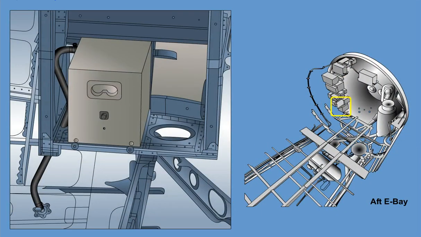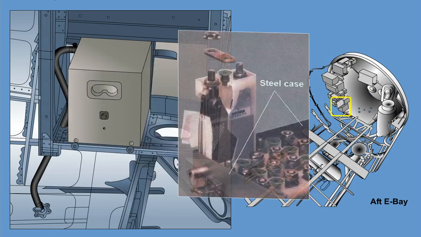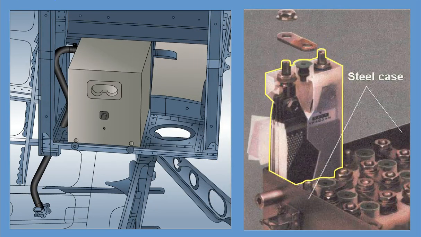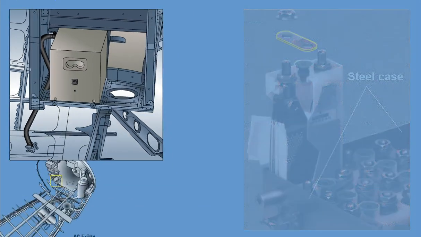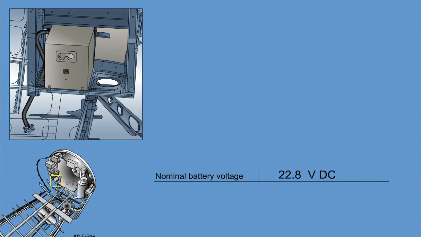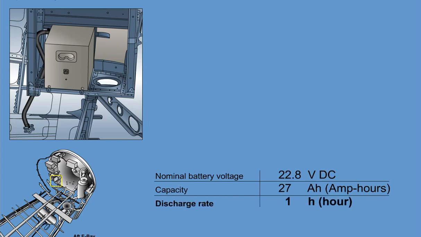Each battery consists of a steel case containing 19 semi-open NiCad cells. The cells are connected to each other in series by copper bus bars. The nominal battery voltage is 22.8 volts DC, with a capacity of 27 amp hours, at a 1-hour discharge rate.